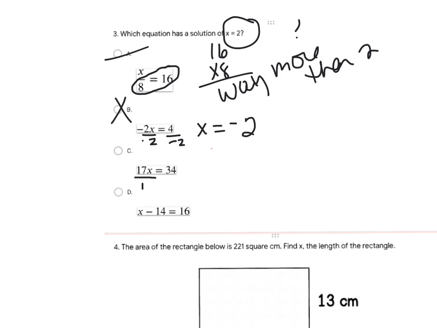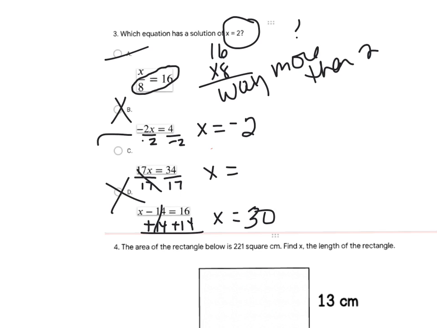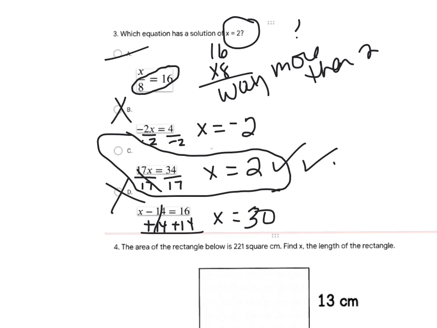17, we already know this one's right. So if you divide both sides by 17, and if you didn't feel like doing that, you could wait and then do the one that's easier here. To get x by itself, add 14 to both sides. Well, we know that there's no way, no how, that is going to be equal to 2. That's what, 30? So D's not right. So C has to be right. But you can still finish dividing it out and figure out that it equals 2.